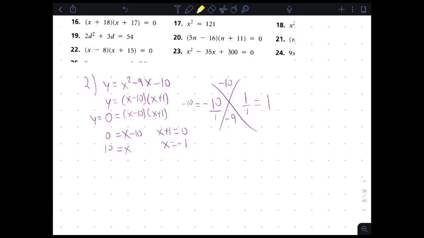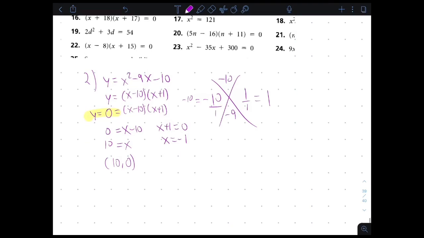And if you look right here, it says that y is equal to 0. So if y is equal to 0 and x is equal to 10, then that gives us the coordinate 10 for x, 0 for y. And if x is equal to negative 1 and y is equal to 0, then we have the other coordinate, negative 1, 0.